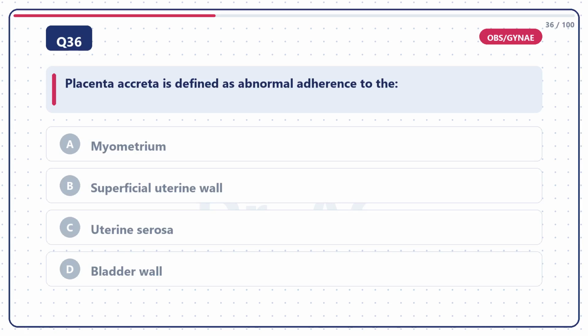Question 36. Placenta accreta is defined as abnormal adherence to the Option A. Myometrium. Option B. Superficial uterine wall. Option C. Uterine serosa. Option D. Bladder wall.